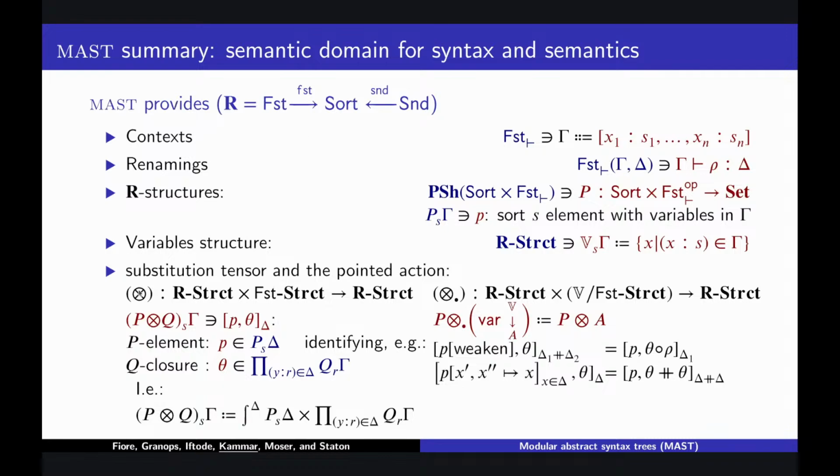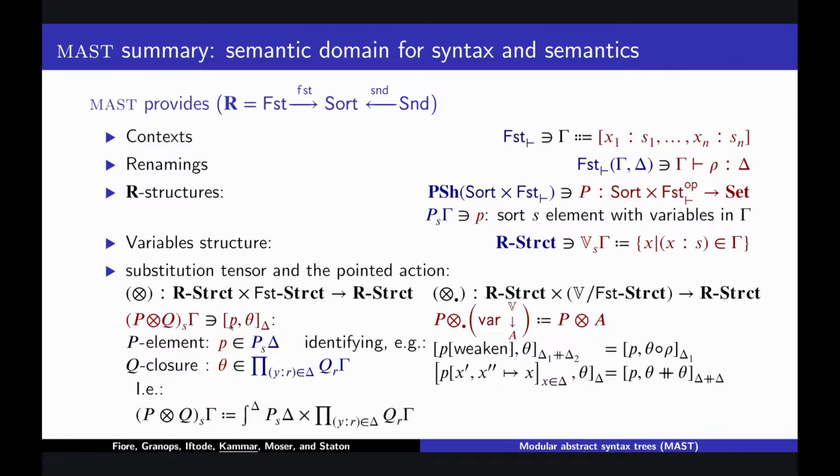Okay, now come the tensors, and as you said, there are two of them. The first one, the basic one, takes an R structure, a heterogeneous structure, and a homogeneous structure, and bangs them together to get a heterogeneous structure again. So what do I need to tell you? I need to tell you P tensor Q: what is it at sort little s in context gamma? And what is it going to be?